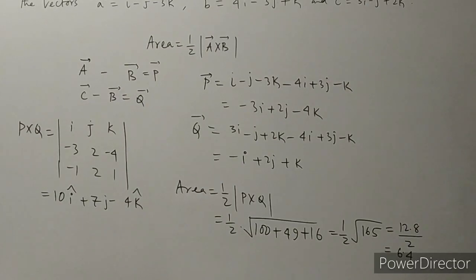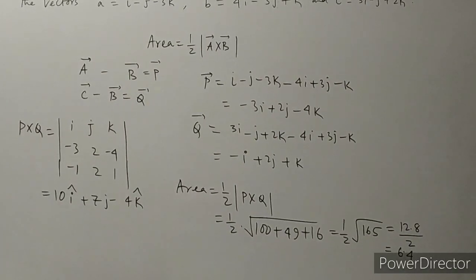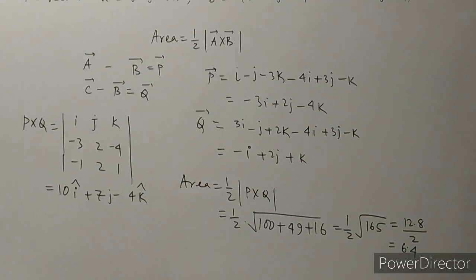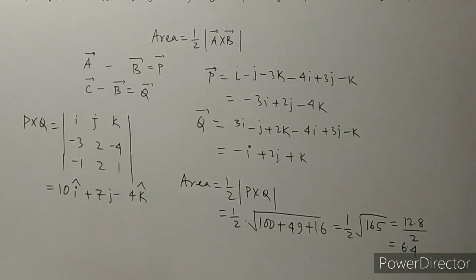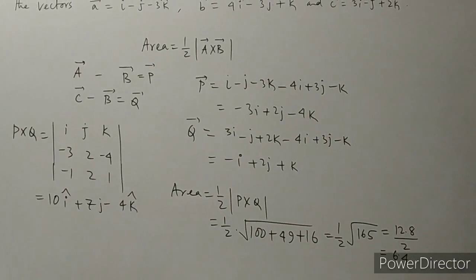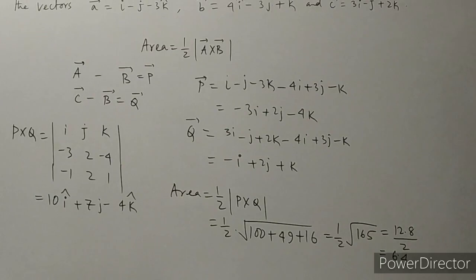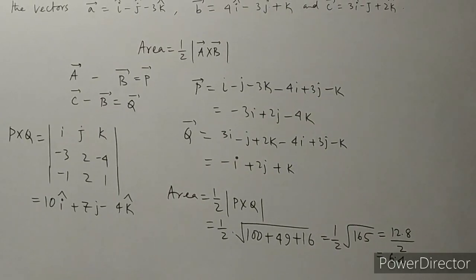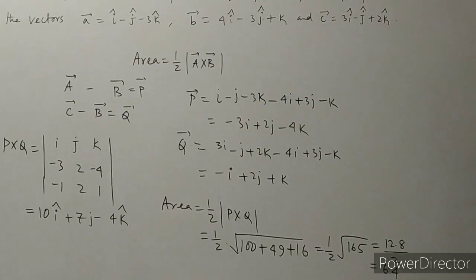So now P cross Q you know, so mod of P cross Q you can calculate. It will be root under 100 plus 49 plus 16. So it gives us root 165, which is 12.8. So 12.8 by 2 will be 6.4. So 6.4 will be the area of this triangle. Fine? Clear?